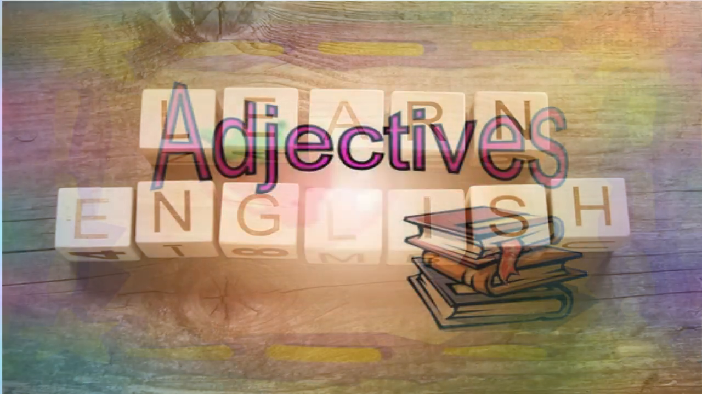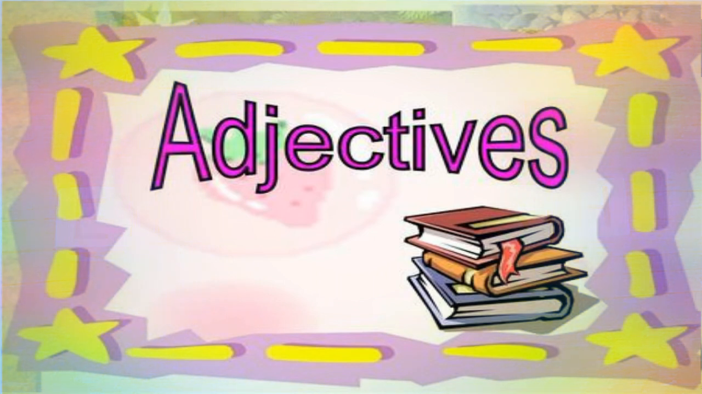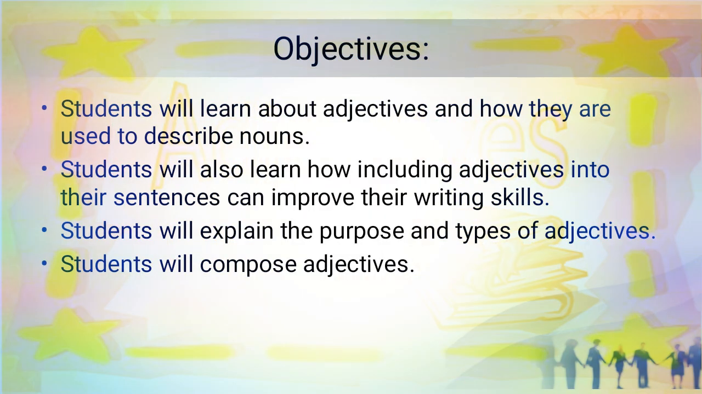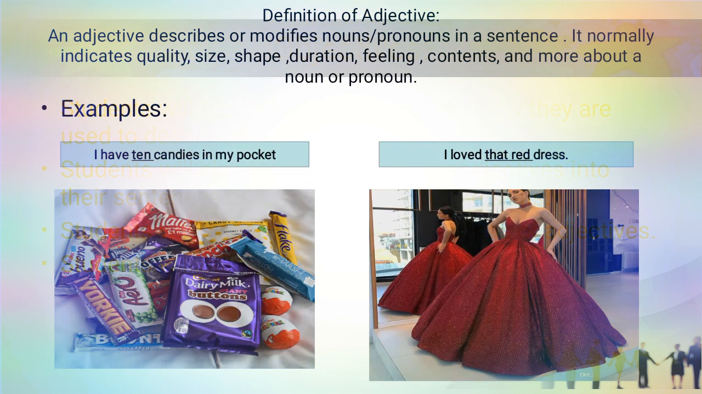Today I am going to continue with the fourth part of speech, that is adjectives. Firstly, we will discuss the objectives. Students will learn about adjectives and how they are used to describe nouns. Students will also learn how including adjectives in their sentences can improve their writing skills. Students will explain the purpose and types of adjectives. Students will compose adjectives.